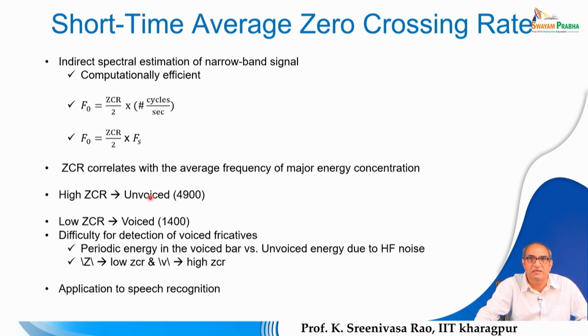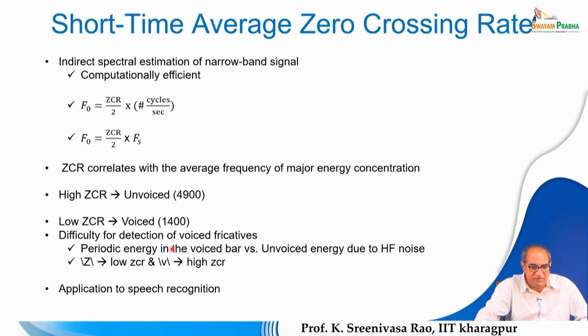Once you analyze the ZCR for a speech segment, we can decide whether the segment is voiced or unvoiced. In voiced speech segments, the ZCR is observed to be lower, and in unvoiced segments, the ZCR is observed to be higher. The computation of ZCR is very simple: by analyzing the polarity of a speech signal, one can compute the zero crossing rate.